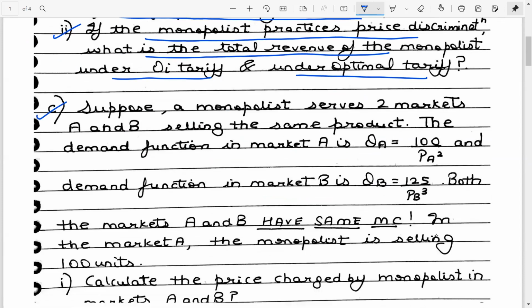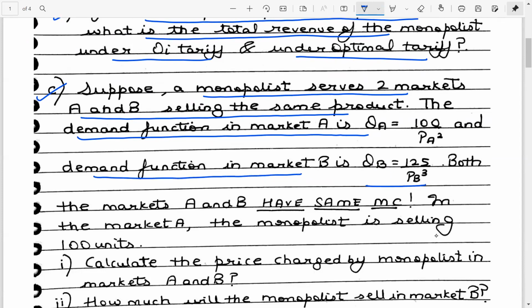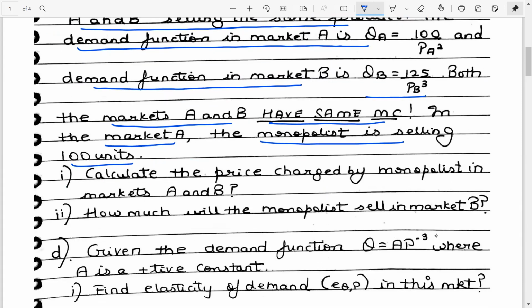Suppose a monopolist serves two markets, A and B, selling the same product. The demand function in market A is QA equal to 100 upon PA square. And the demand function in market B is QB equal to 125 upon PB cube. Both markets A and B have the same marginal cost. We are given that in market A, the monopolist is selling 100 units. Part 1 is asking us to calculate the price charged by the monopolist in markets A and B. And part 2 is asking us how much will the monopolist sell in market B.